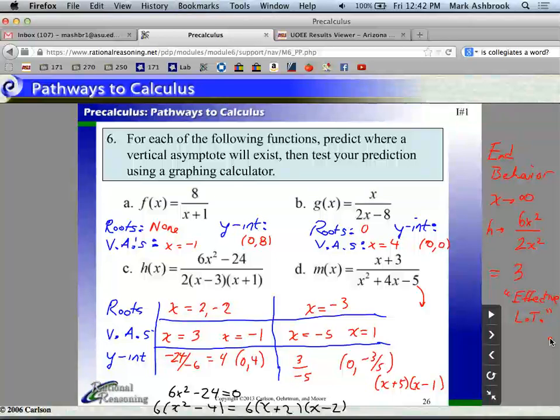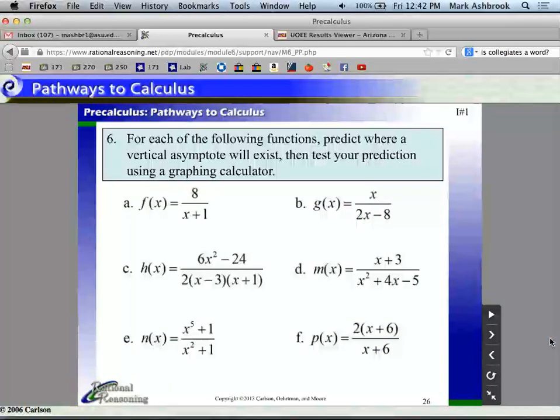So now we've got everything. We're going to put everything together and sketch the graph. Here we go.